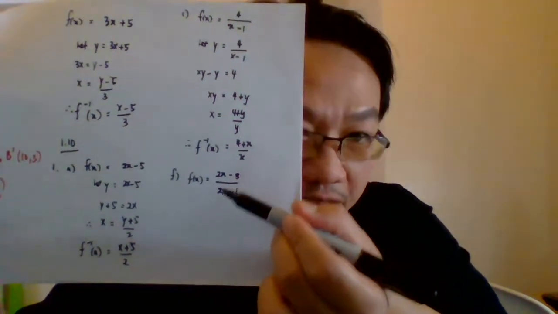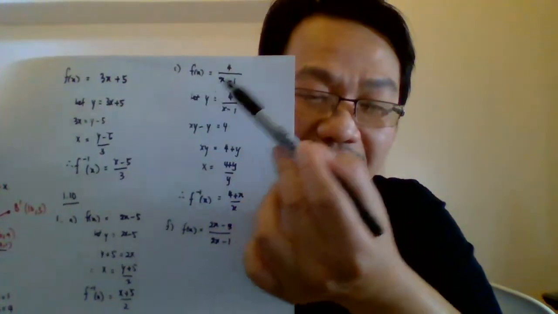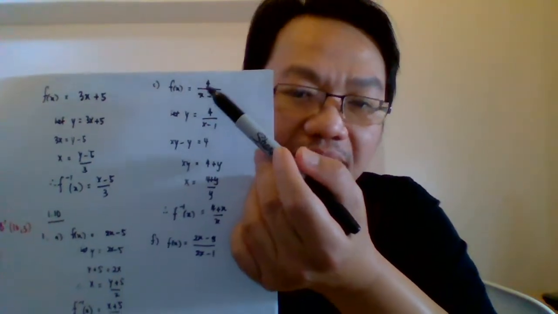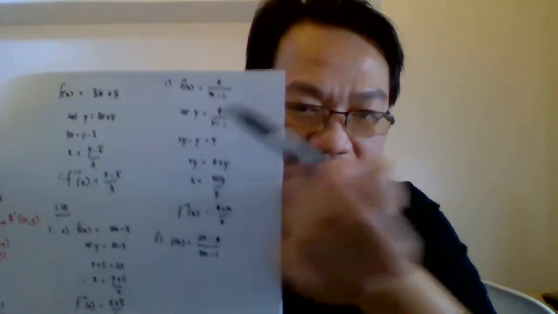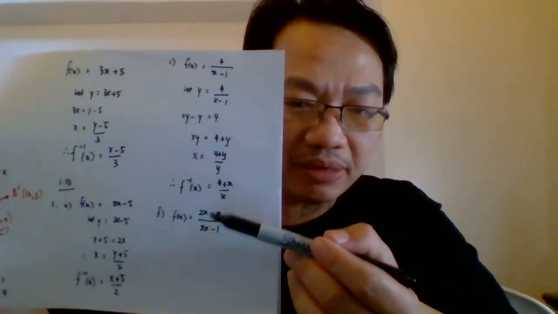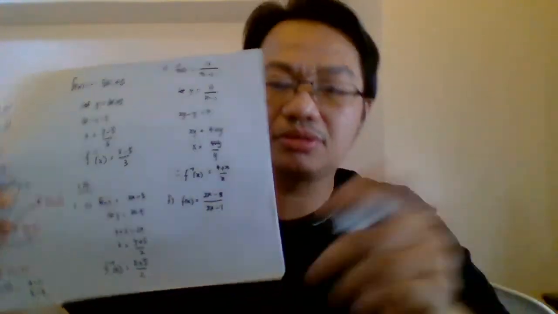On the top we got x, the bottom also we got x. So if we compare to question C, this one is easiest because there's only one side that has x, the denominator. But this one, the numerator and denominator, both sides got x. So be careful, all right? So now we want to find the inverse.